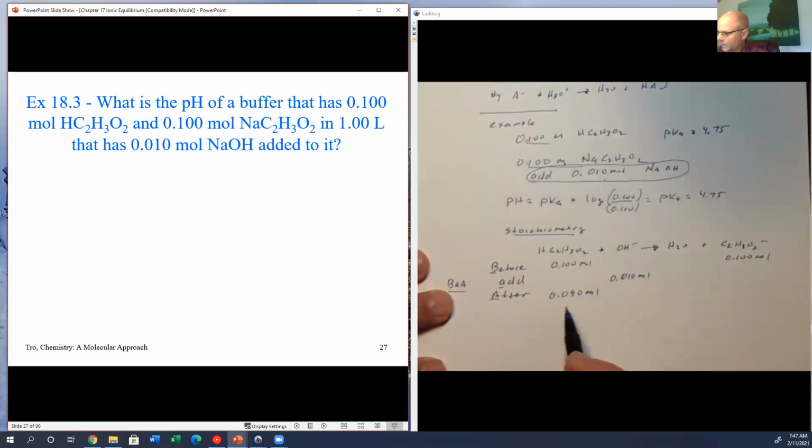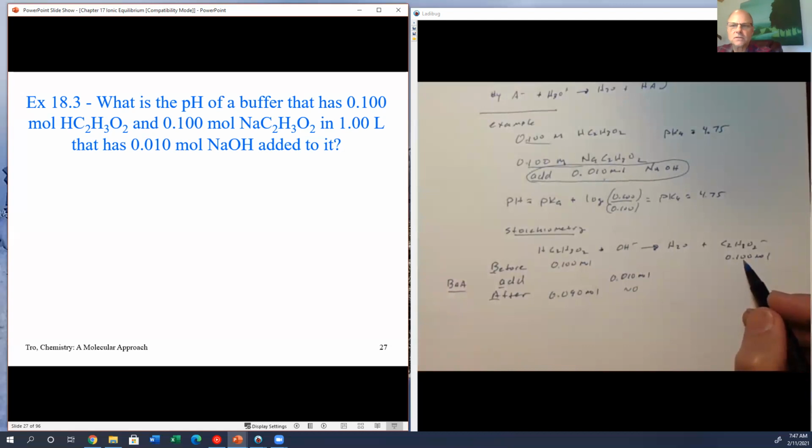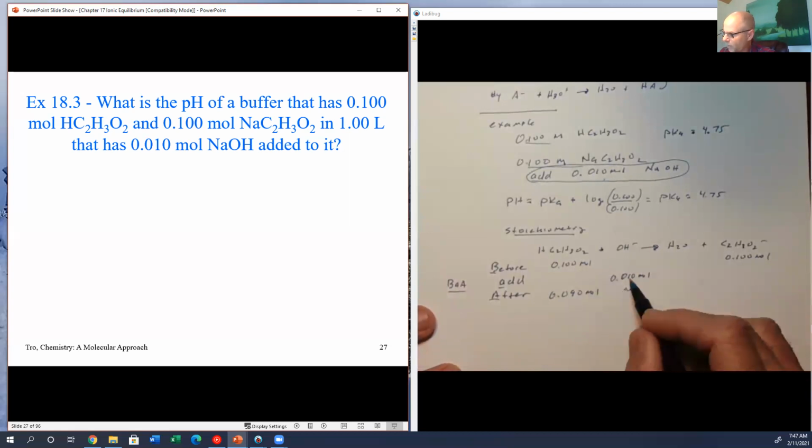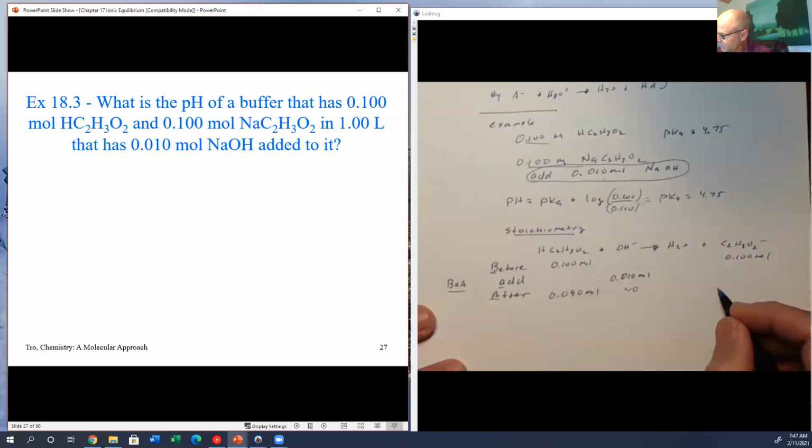right? After the addition. And then, of course, this gets neutralized. So that goes to close to 0, although we know it's never exactly 0. And at the same time, as this gets neutralized, it forms some of the conjugate base, right? So how many moles of the conjugate base do we end up having? Well, we have 0.1 moles there originally, plus the 0.01 moles that formed from the reaction, right? So that's going to give us 0.110 moles. Does that make sense?